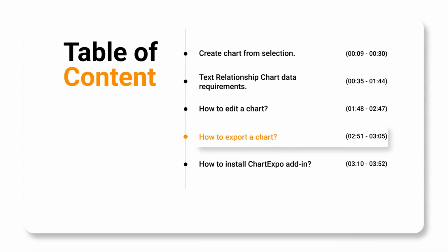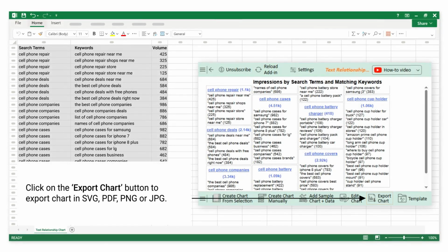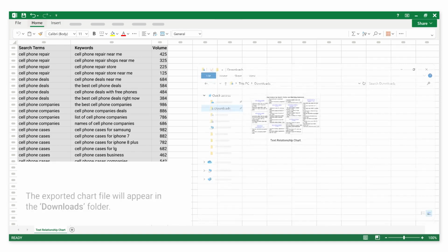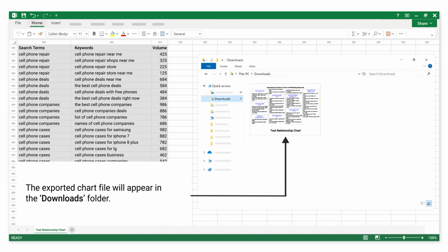How to export a chart. Click on the Export Chart button to export chart in SVG, PDF, PNG, or JPG. The exported chart file will appear in the Downloads folder.